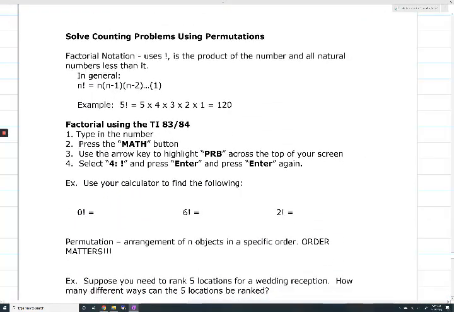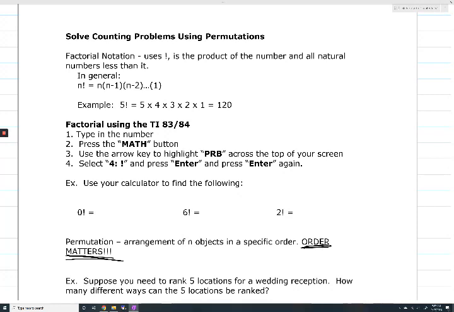Next, we're going to get into permutations and combinations. For permutations, the thing that is very important is that order matters. Order matters. It's the first thing you should think of when you think of permutations. The order in which you're putting something together matters if it's a permutation.